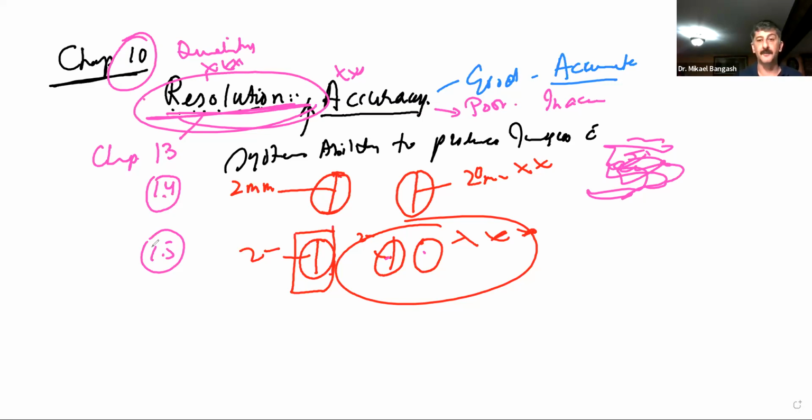Okay, so if there's anybody who does not know what resolution means now, yes, okay, please speak up. So accurate. Okay, and what's going to be accuracy?